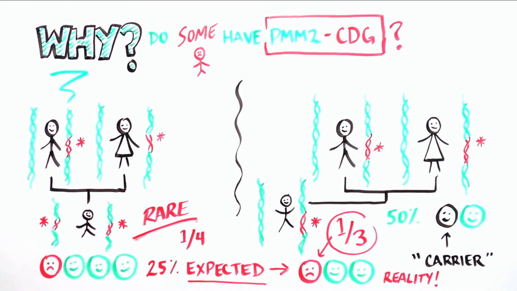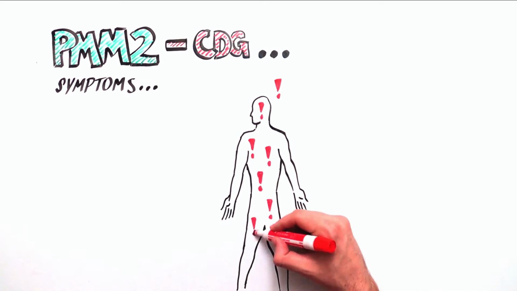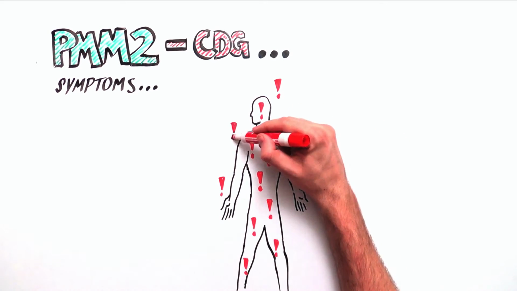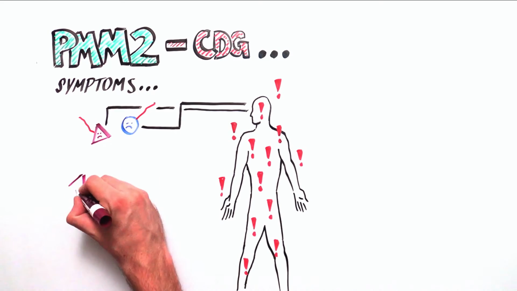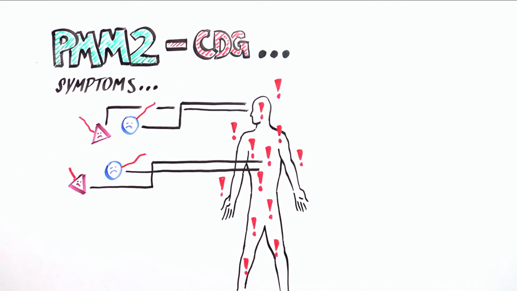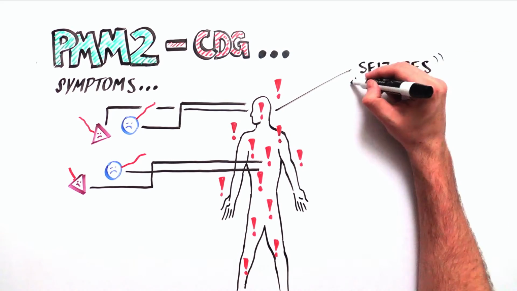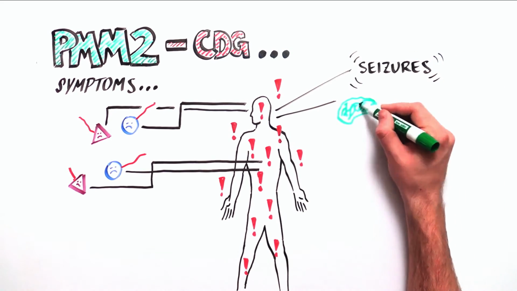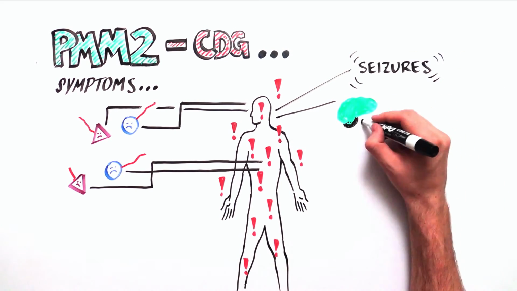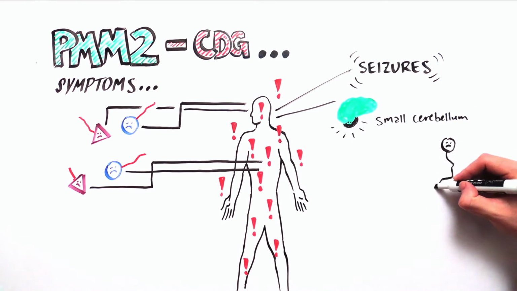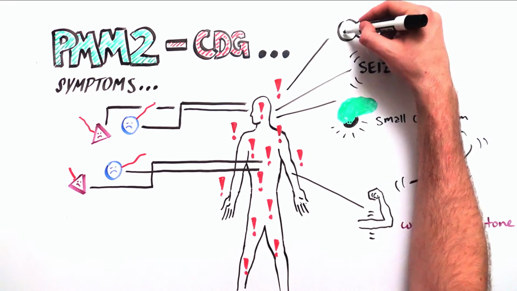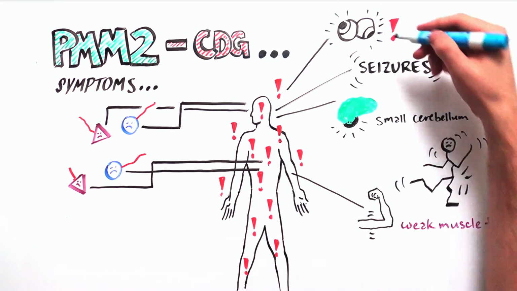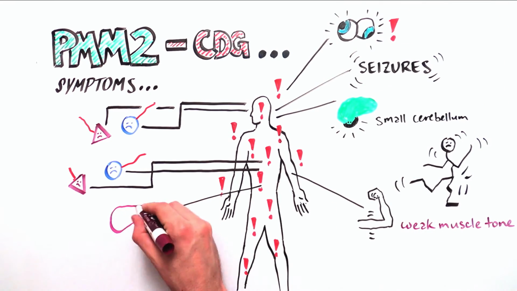As we just mentioned, glycosylation occurs in all cells throughout the body, so having PMM2 CDG has harmful consequences throughout the entire body. Affected patients can develop neurological symptoms, such as seizures and stroke-like episodes. Symptoms resulting from a small cerebellum include impaired coordination, weak muscle tone, and eye movement problems. Most CDG patients use a wheelchair and have developmental delay.